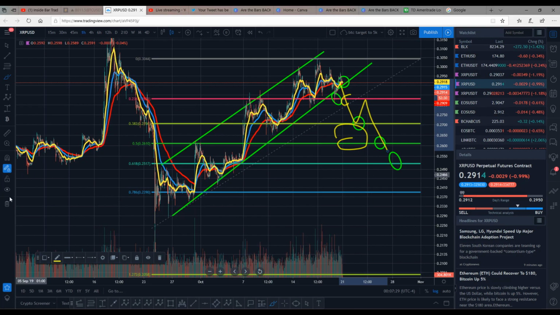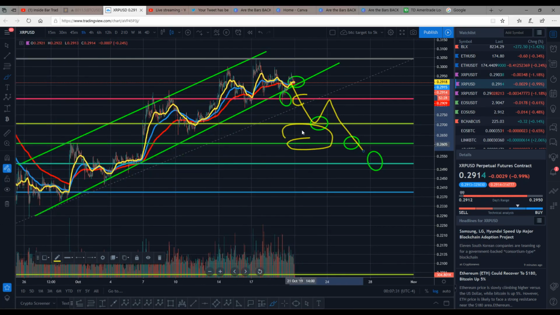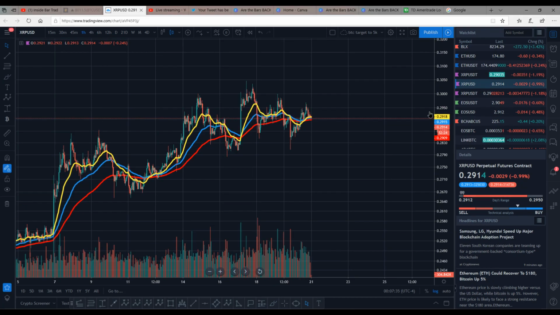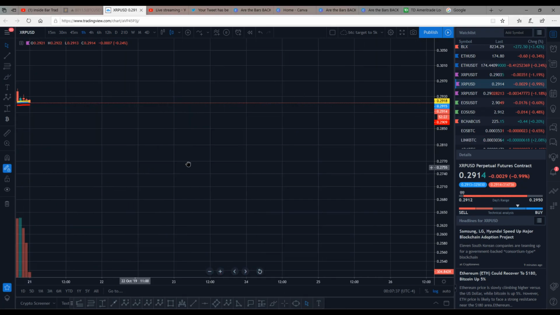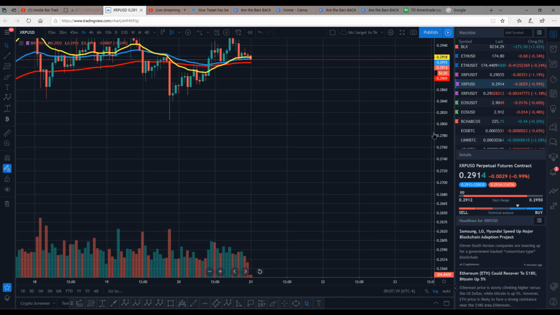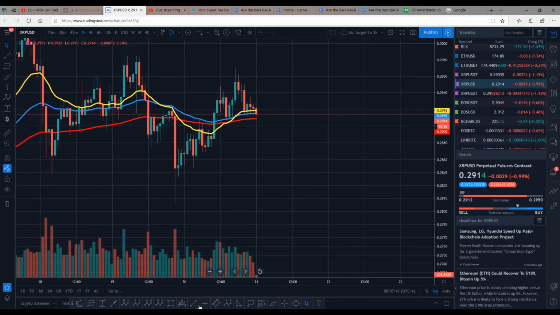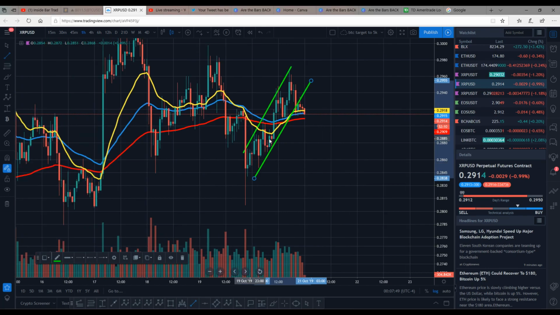And on the lower degree, we got a small fractal. You take a look at this area. If you zoom in, you can see we're making the exact same structure we made on the bigger time frame. That's why I'm telling you, Ripple is pretty special. Look at this move, guys. That's what we made on a high degree.